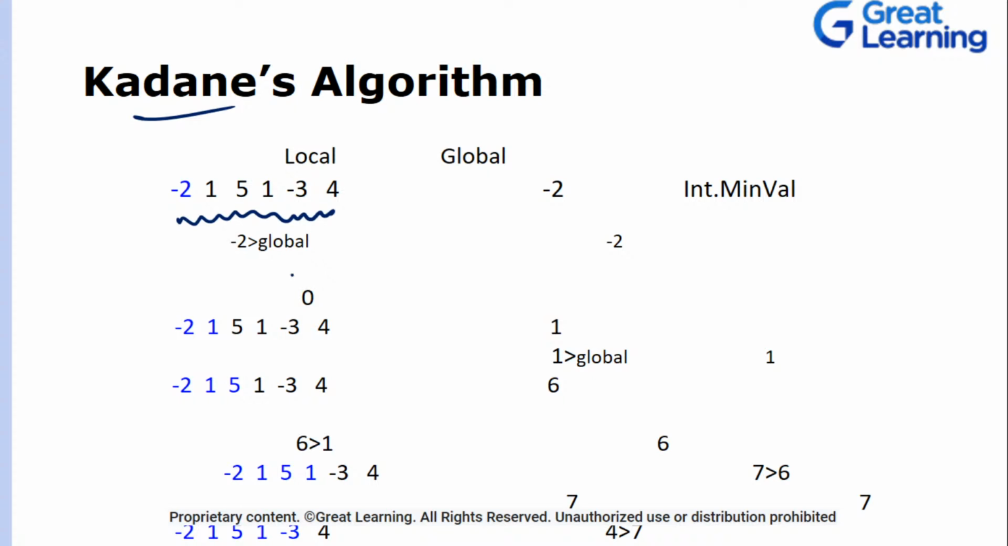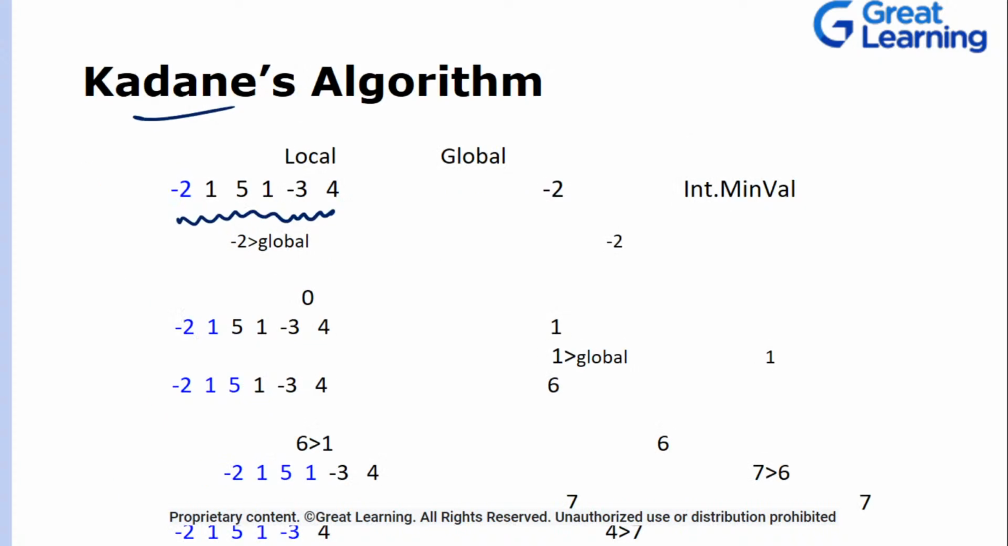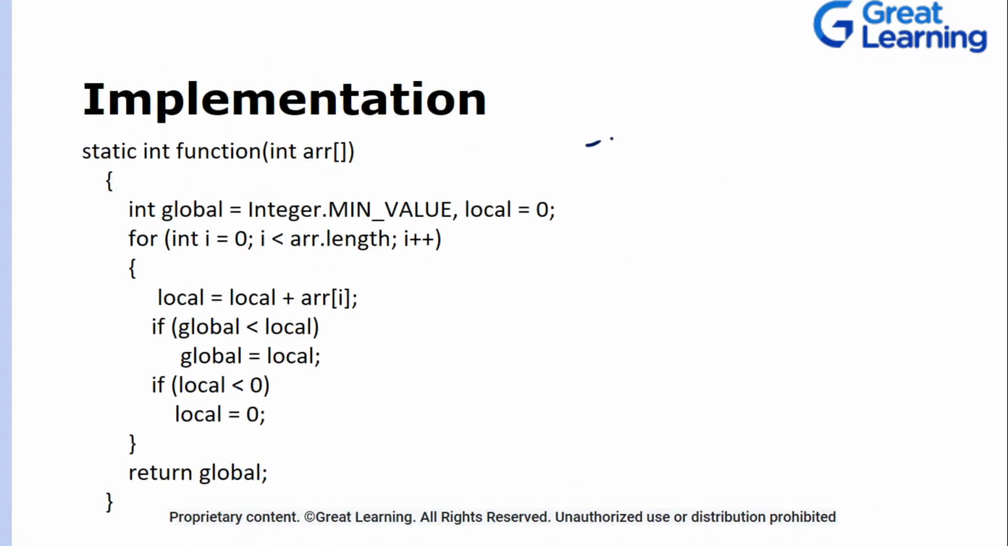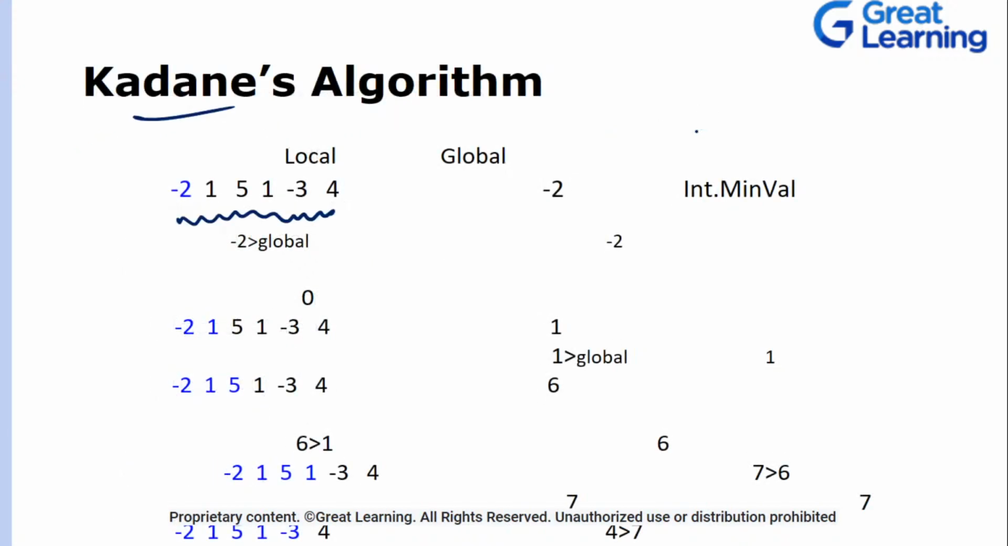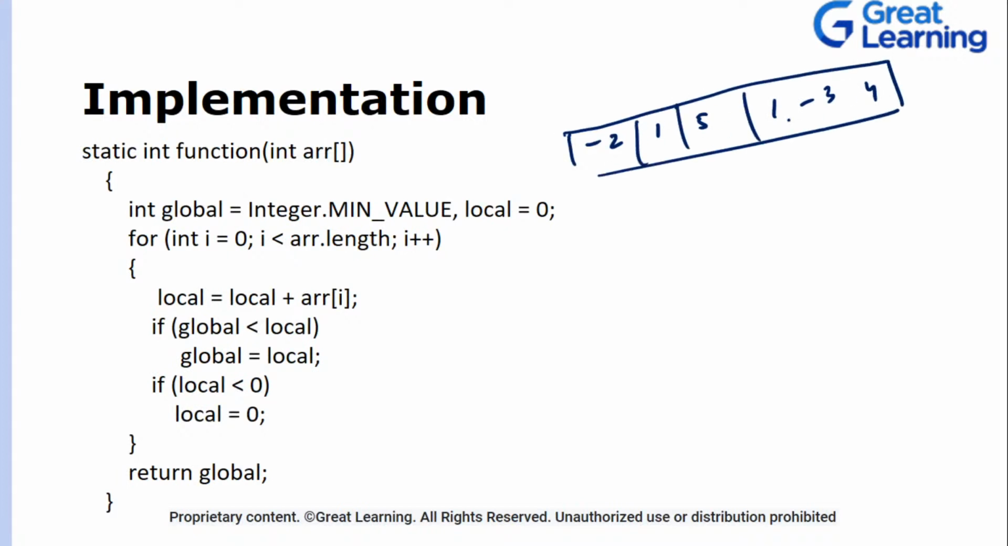Okay, so let me just show it over here with this algorithm. Let me use this example again. -2, 1 and 5, then you will have 1, -3 and 4. Okay, so this is the algorithm. This is known as Kadane's algorithm.